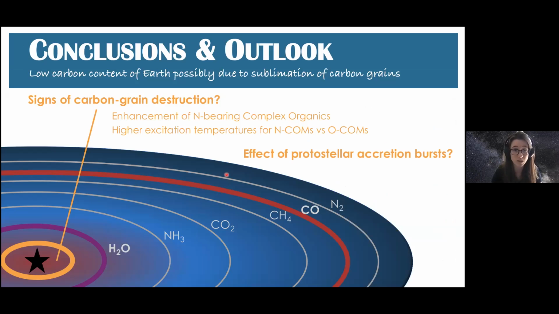For our own Earth, we see that carbon is very much reduced with respect to what we expect from the sun. This could be because these carbon grains get destroyed in the inner region of protostellar envelopes, maybe young disks. Signs of this process would be an enhancement of nitrogen-bearing molecules in this inner region and higher excitation temperatures for these molecules. So we do see some of these signs, but not unambiguously. So we would need more studies to do that.